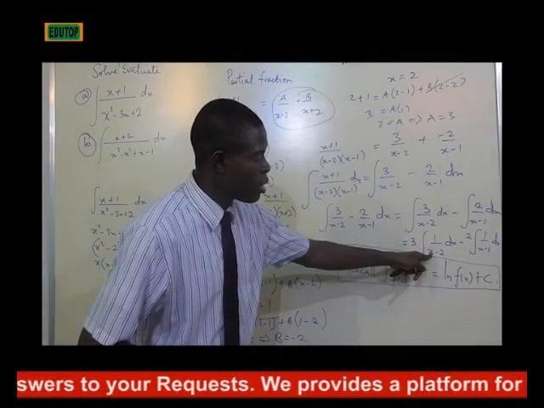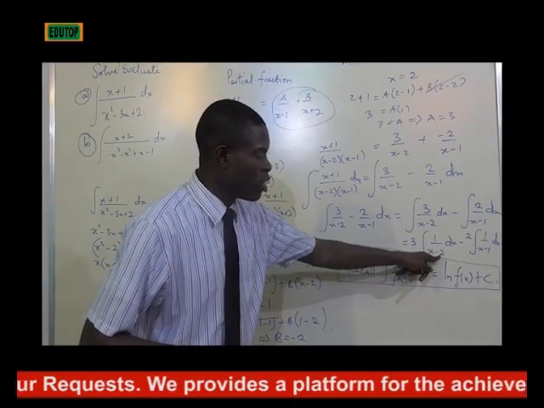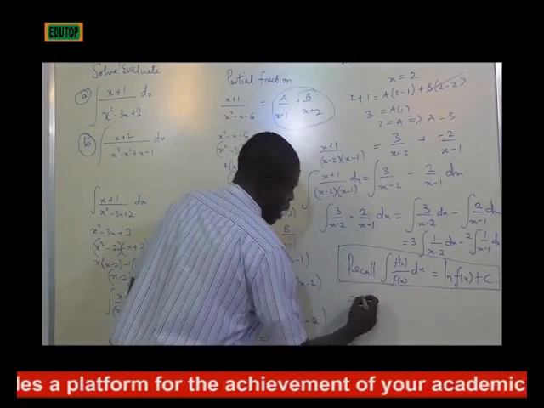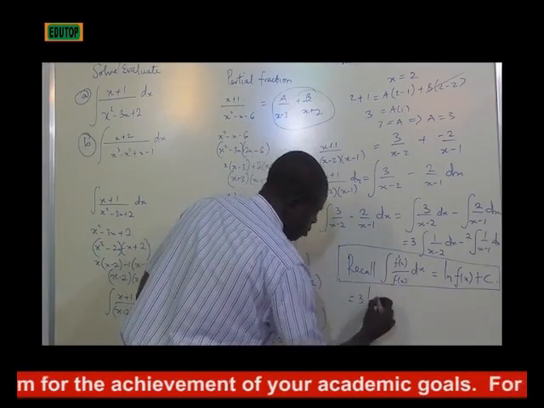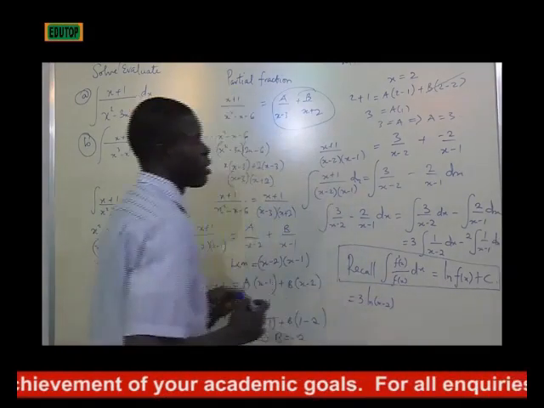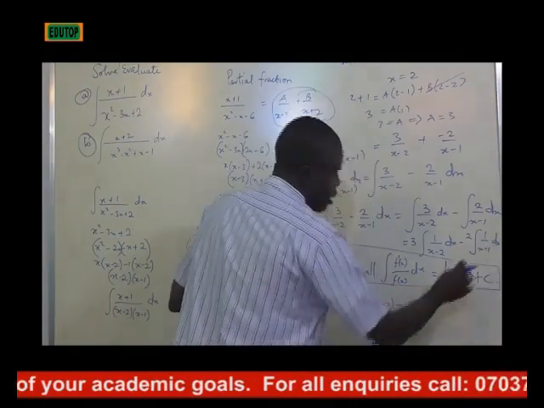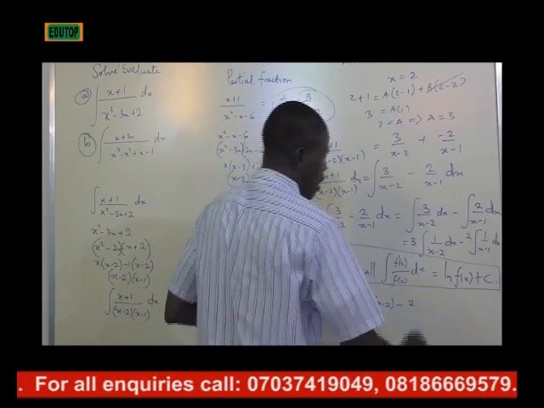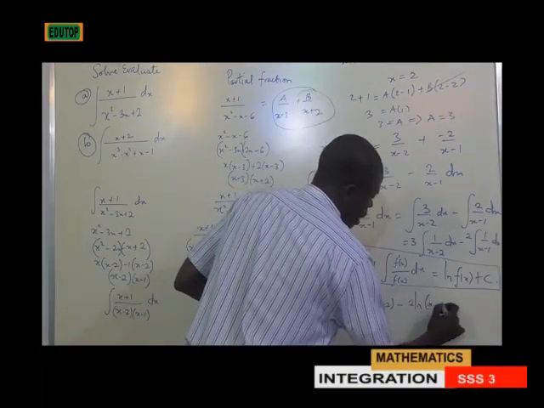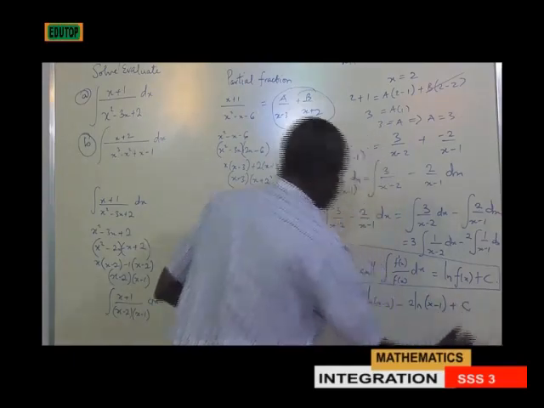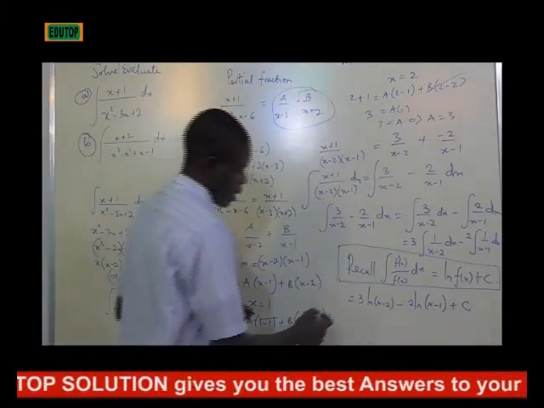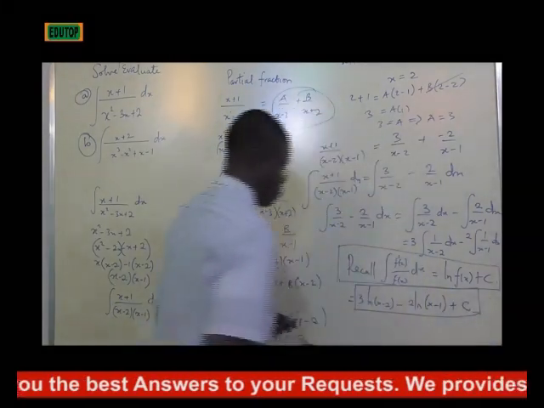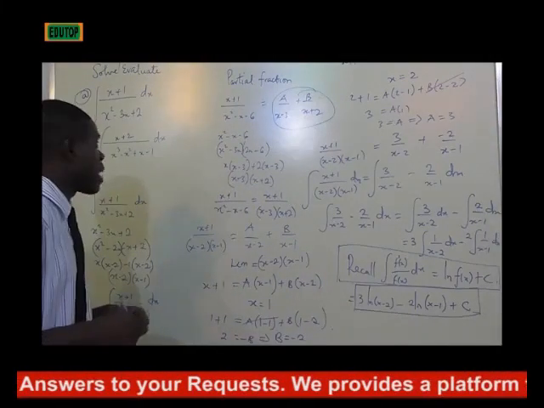So here, if I differentiate x, I will have 1. If I differentiate minus 2, a constant, it will be 0. So if I differentiate this, I will have the numerator. So automatically I can write this as 3 ln of the denominator, x minus 2. That's the first case. Minus 2 is here. If I differentiate x minus 1, I will have 1, and this is also 1. So I can write ln of x minus 1 plus c. So this is my answer for the first question. That's what is known as integration by partial fraction.